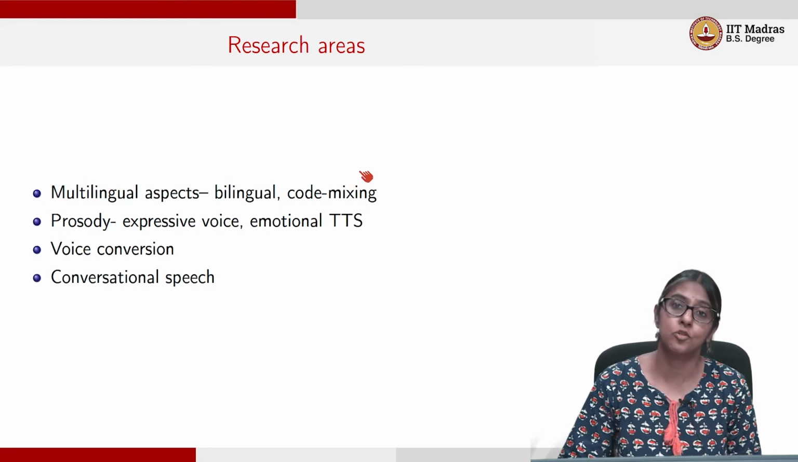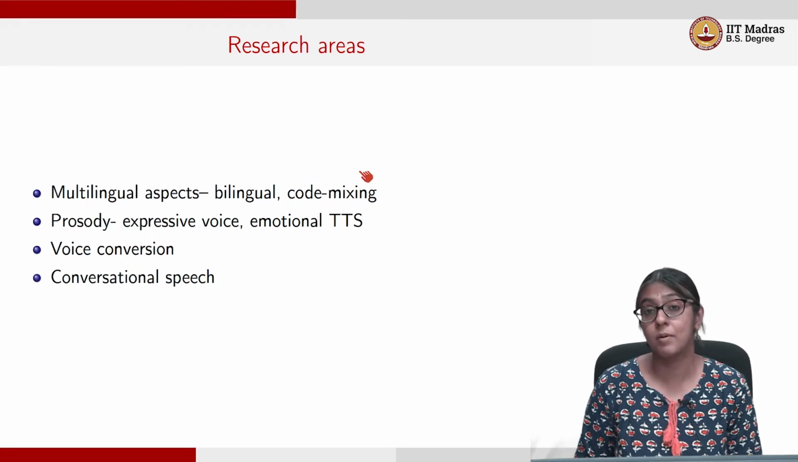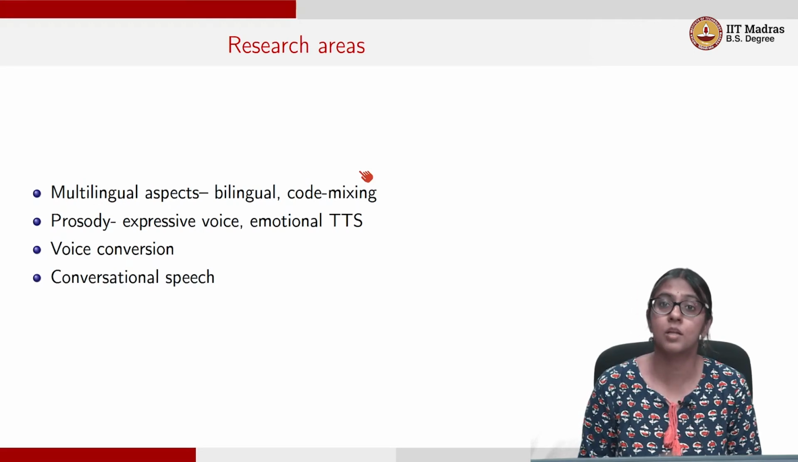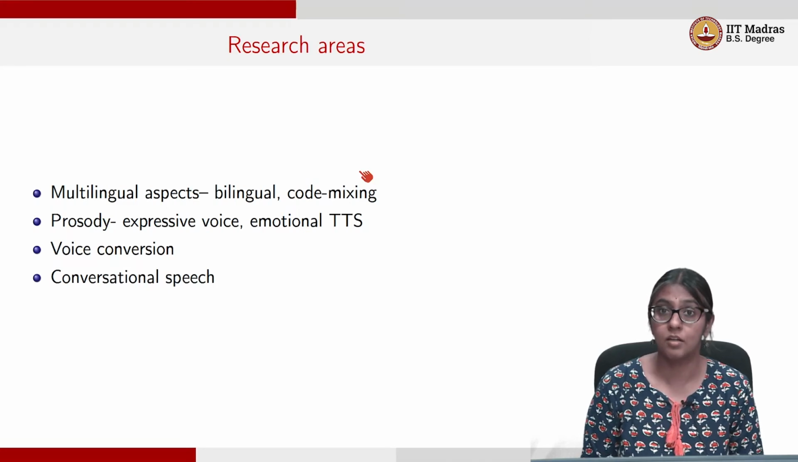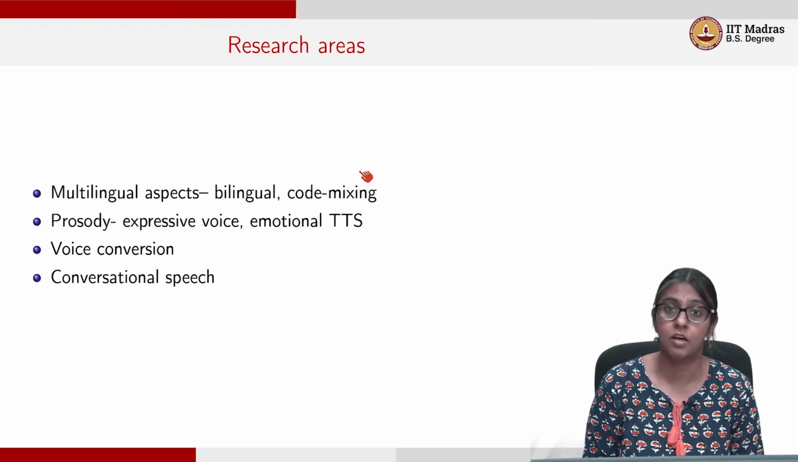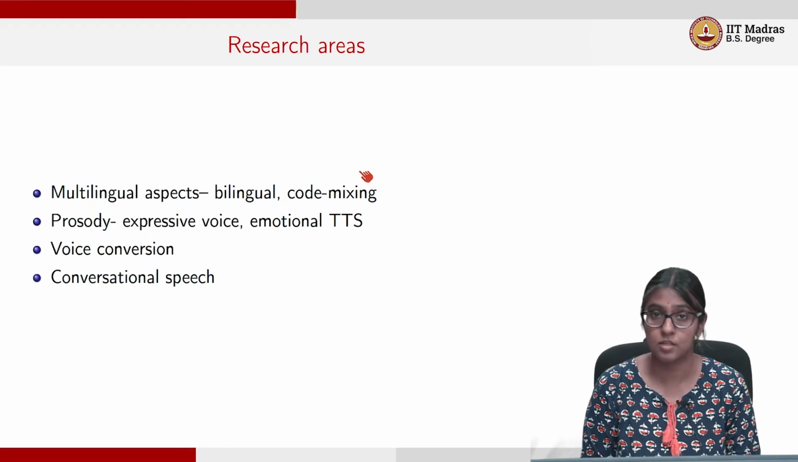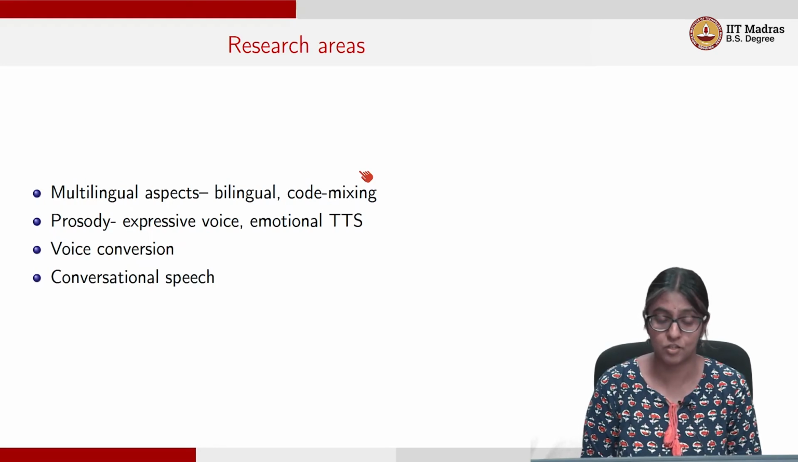And how do we bring in prosody in speech? Depending on the domain, the way a news reader reads or the way a story has to be read out to children, the prosody varies. So how do we incorporate those aspects into a general domain TTS? Again, expressive voice and emotional TTS are all different research areas. And can we do voice conversion? That's also a very important area. Can we have the same text spoken in somebody else's voice by specifying a target voice? That is also a big research area.